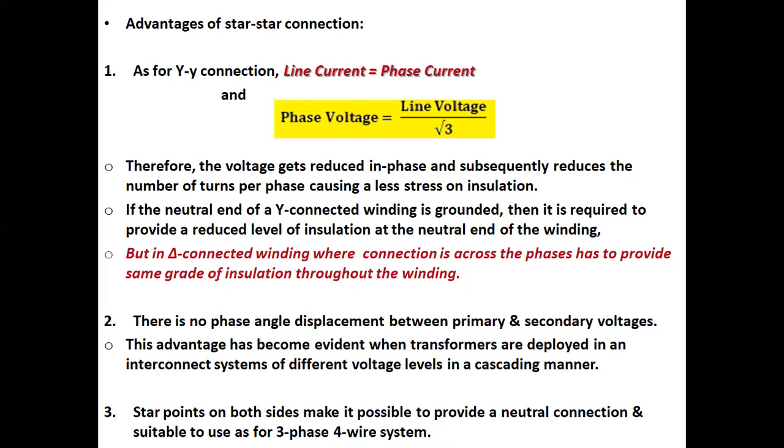There is no phase angle displacement between primary and secondary voltages. This advantage becomes evident when transformers are deployed in interconnected systems of different voltage levels in a cascading manner. Star points on both sides make it possible to provide a neutral connection, and it is suitable for a 3-phase 4-wire system.